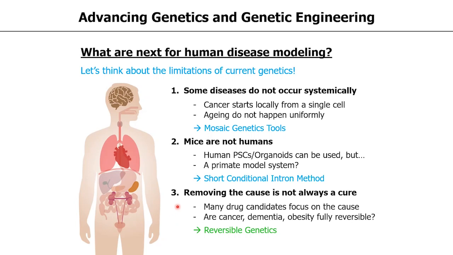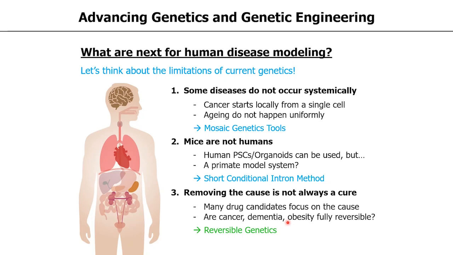The thing is, when we do genetics, we are not thinking about reversibility and irreversibility. For example, many drug candidates are focusing on the cause of the disease, but we do not know yet whether removing the cause can actually revert the outcome of the disease. For example, when somebody has dementia, if the person has lost all the neurons, then removing the cause that has caused dementia can be reverted.